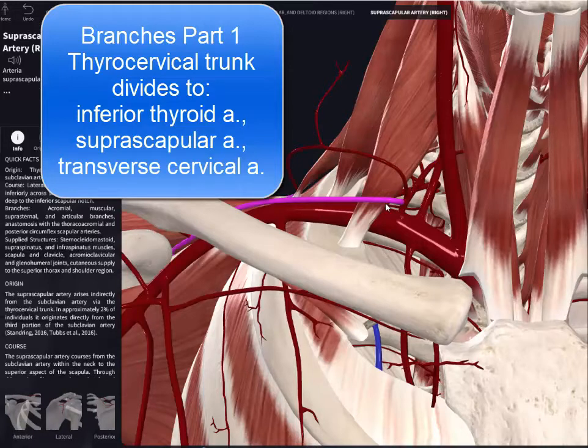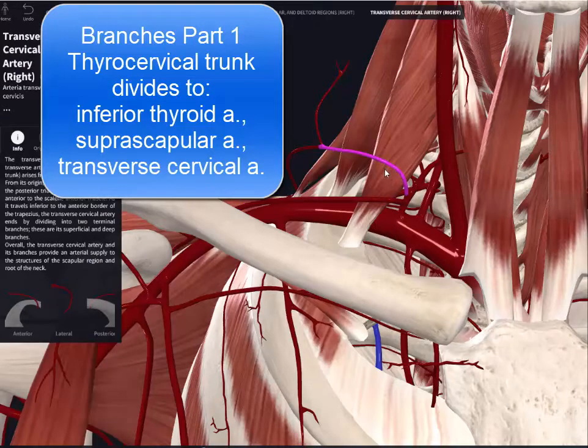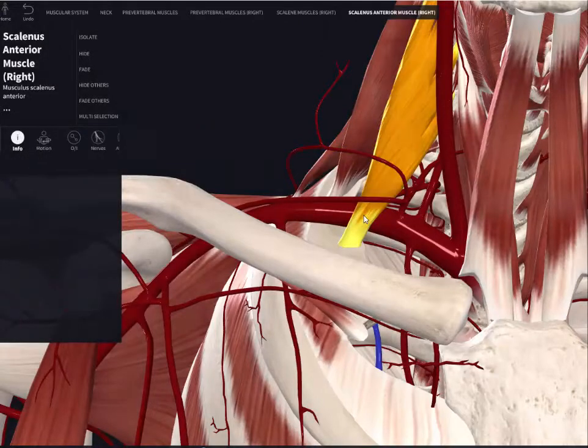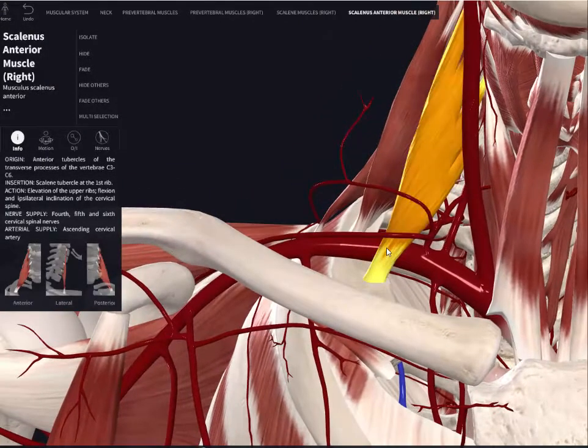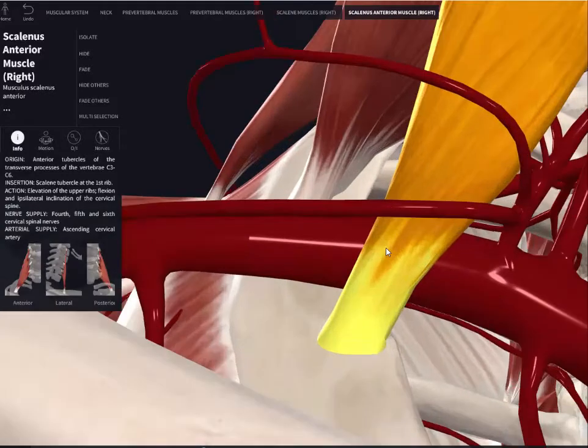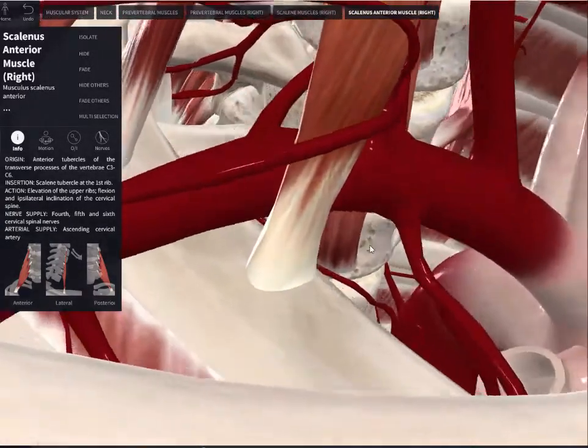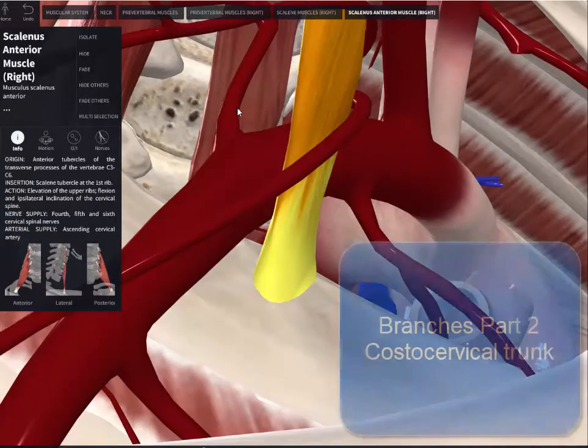The suprascapular artery. And the transverse cervical artery. After this we have the second part, and to find the second part we have to look behind the anterior scalene muscle. So why don't we go and do that. Let's dive behind here and see if we can find our costocervical trunk. And lo and behold, here it is.